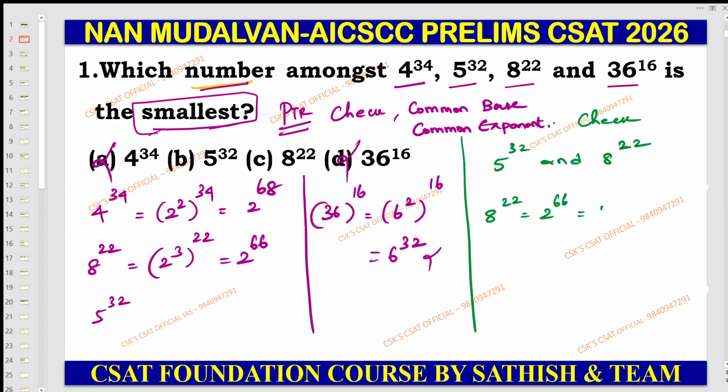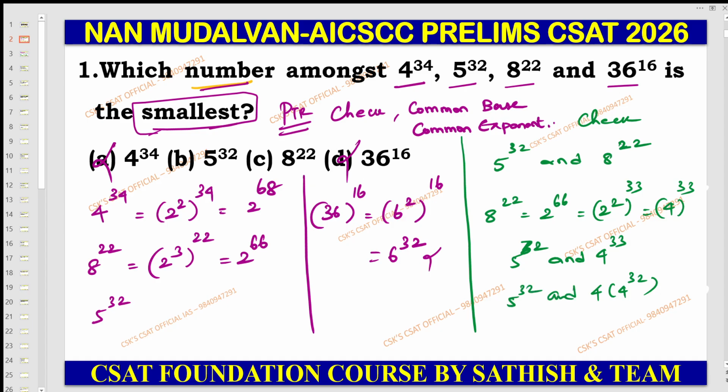This 2 power 66 can be written as 2 the whole square the whole power 33. This can be written as 4 the whole power 33. So therefore we have 5 the whole power 32 and 4 the whole power 33. A simple way you can convert this is 4 into 4 power 32. Just to do the elimination you can do it like this. If you are able to convert in terms of the same power, then the least base is going to be the least one.